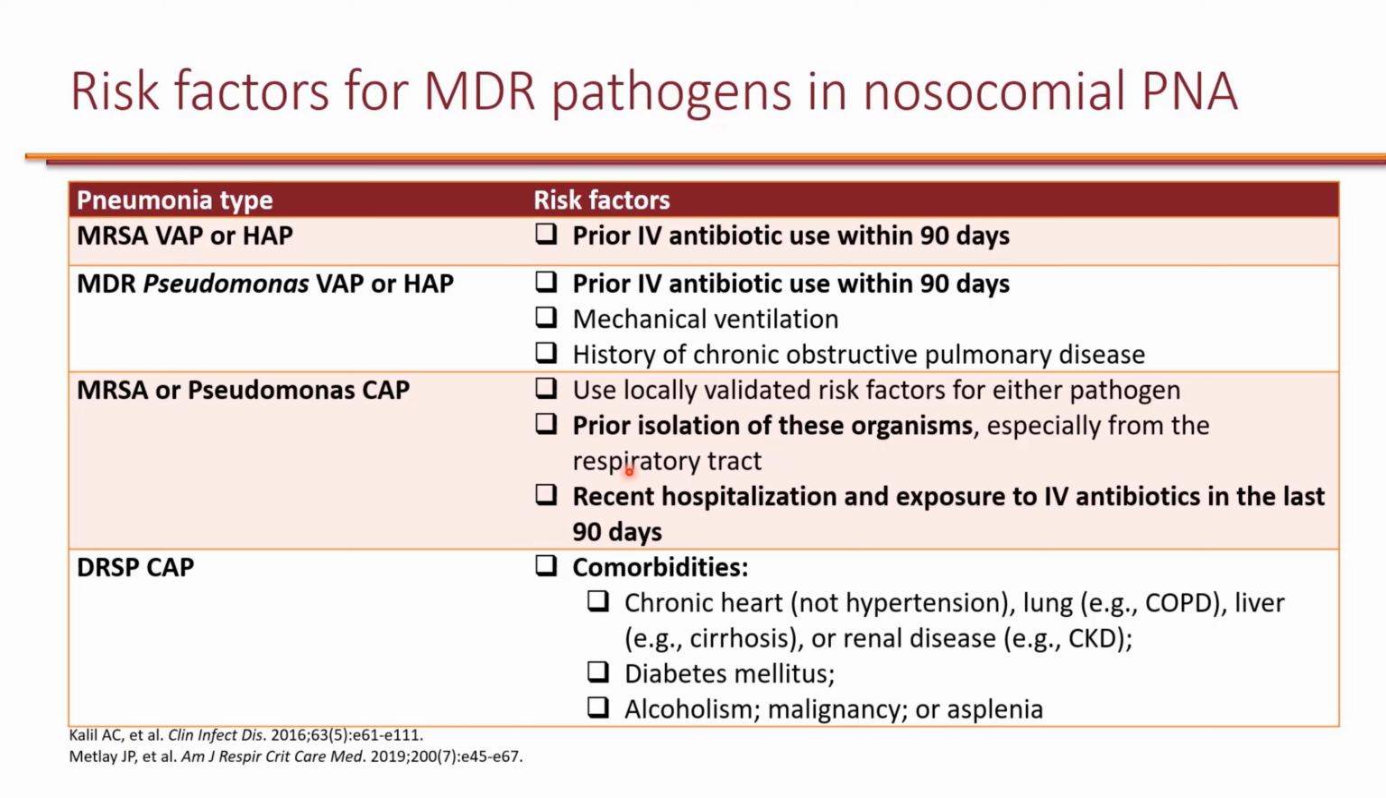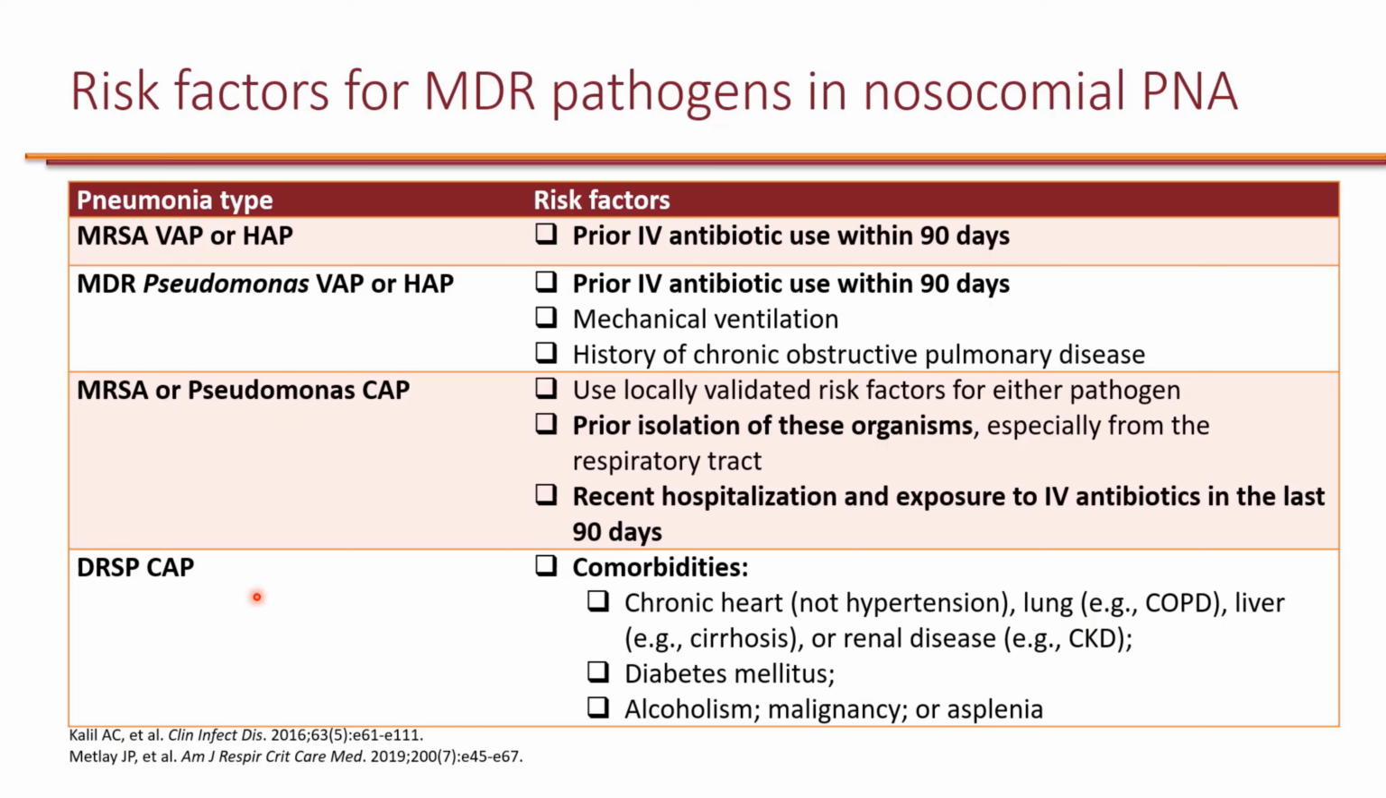So if somebody had a sputum culture in the past that actually grows Pseudomonas or MRSA, then the next time that patient has CAP, they're more likely to have Pseudomonas or MRSA. Even if it's not a sputum culture. So let's say if someone had a urine culture or a blood culture that had MRSA or Pseudomonas, when they get CAP, they're more likely to have MRSA or Pseudomonas.